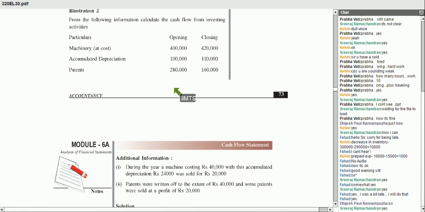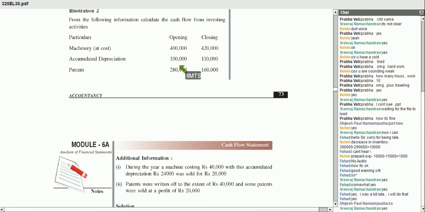Now let's read this question together. From the following information, calculate the cash flow from investing activities. Right, so this question is based on investing activity. Let's see the items which are given. Machinery cost. At the beginning of the year it was 4 lakh. At the end of the year it was 4,20,000. Accumulated depreciation. At the beginning of the year it was 1 lakh. At the end of the year it was 1,10,000.